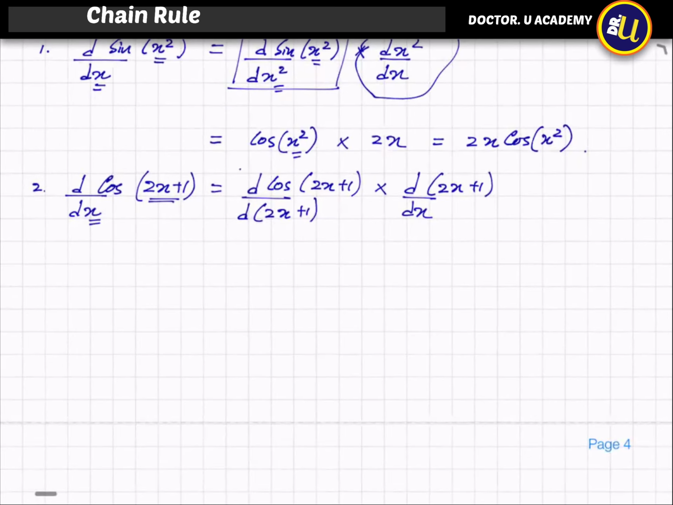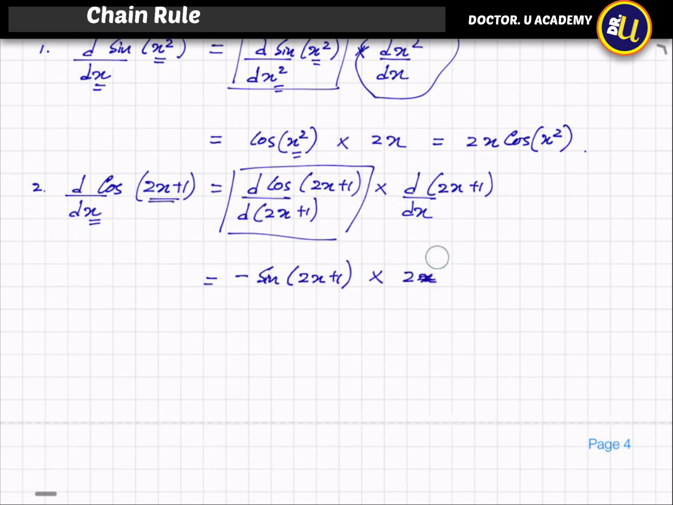So now for this part, what you get is minus sine 2x plus 1. You can see the compatibility, multiplied with, here it's going to be 2, right? So the answer would be minus 2 sine 2x plus 1, and that's going to be the answer.